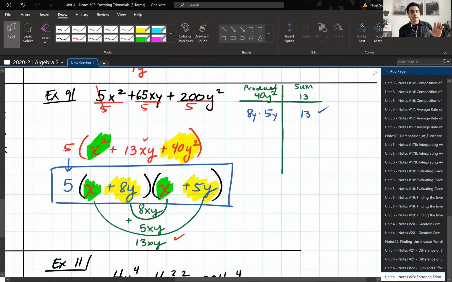Remember that multiplication is commutative, so the products can be rearranged. You'll still get the same outcome.